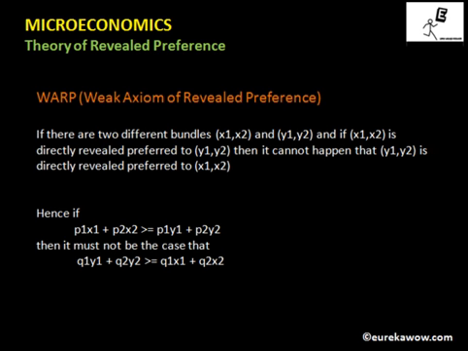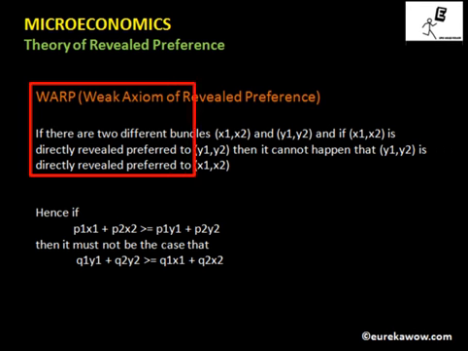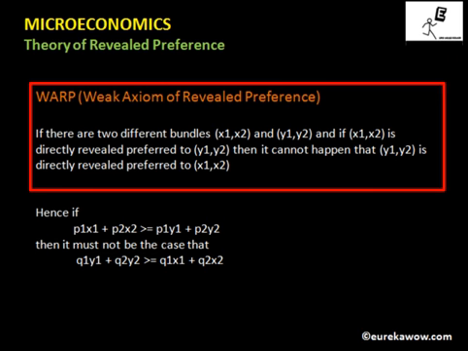Now the weak axiom of revealed preference states that if there are two bundles x1 x2 and y1 y2, and if x1 x2 is different from y1 comma y2, then if x1 comma x2 is directly revealed preferred to y1 comma y2, then it cannot be the case that y1 comma y2 is also directly revealed preferred to x1 comma x2. So either x1 comma x2 will be directly preferred to y1 comma y2, or y1 comma y2 will be directly revealed preferred to x1 comma x2, but both at the same time cannot happen.